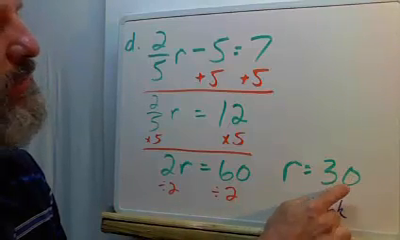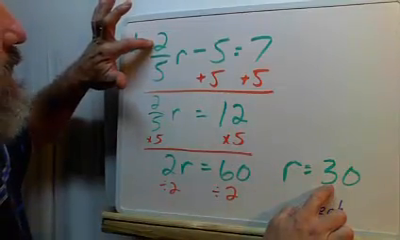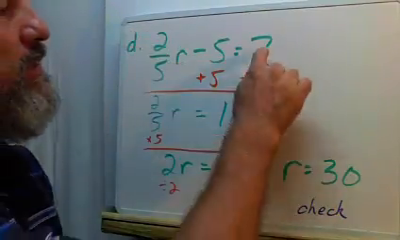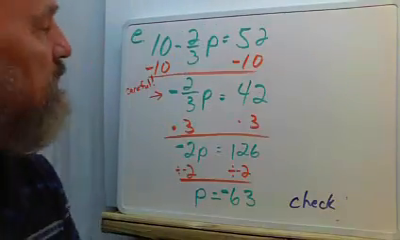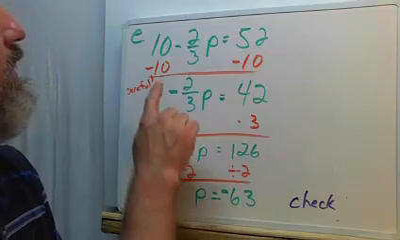Our check goes like so. Move this up here. 30 times 2 is 60. Divided by 5 is 12. Minus 5 is indeed 7. We have a good solution. Feel free to use a calculator for some of these if you need to, but work on doing math in your head when you can.